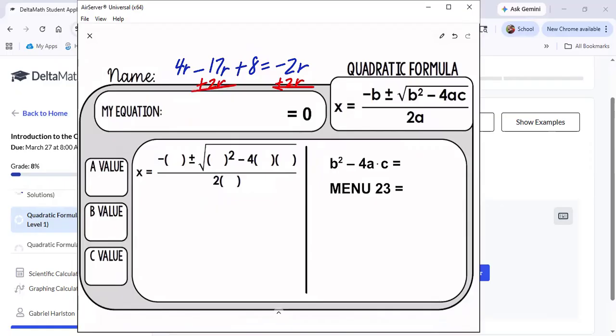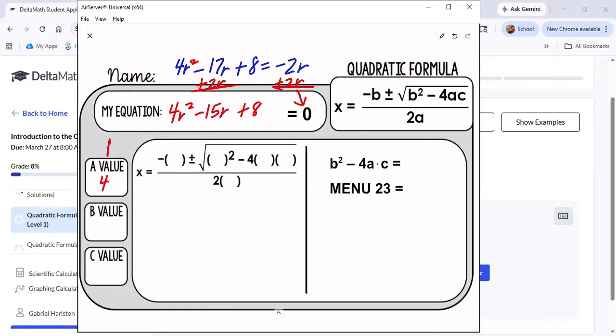It's going to be 4r squared. I forgot that part. 4r squared is going to be minus 17r plus 2r, so that's going to be a negative 15r. And then we just have a plus 8. And again, it has to be equal to 0. And it is. Now once we have it equal to 0, we're just finding the a, b, and c. The a is the leading coefficient.